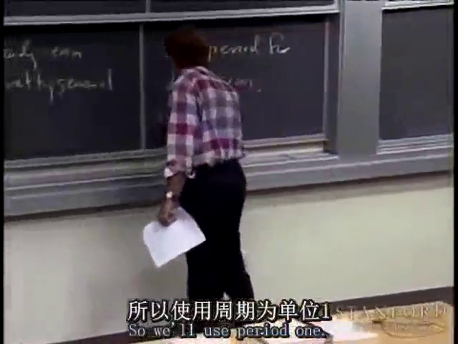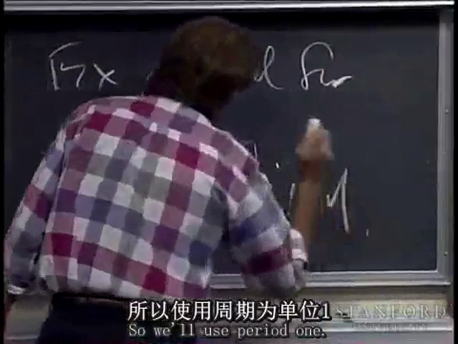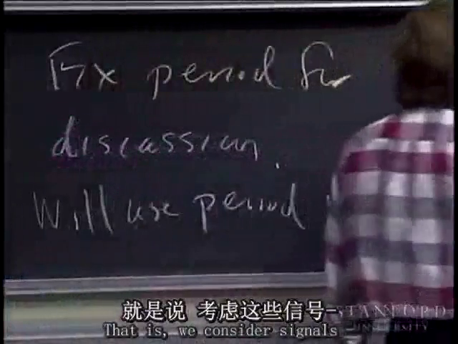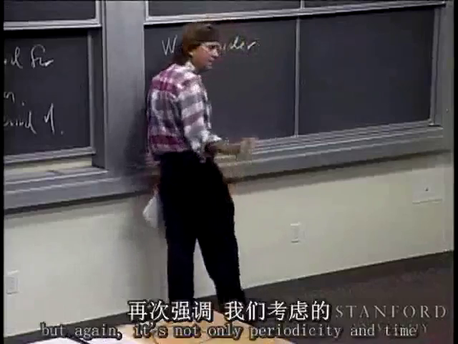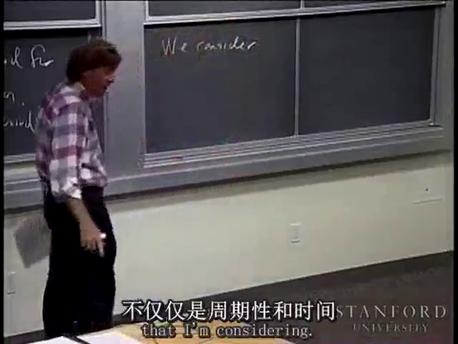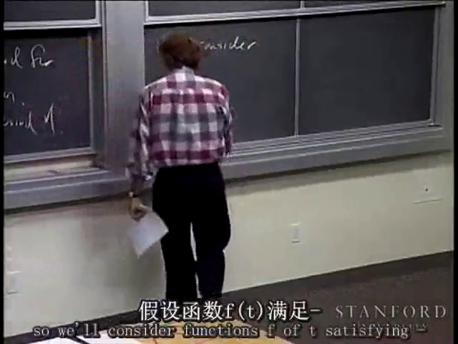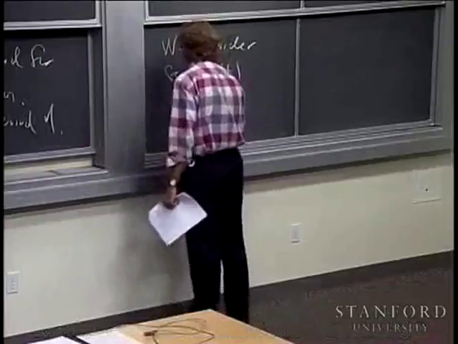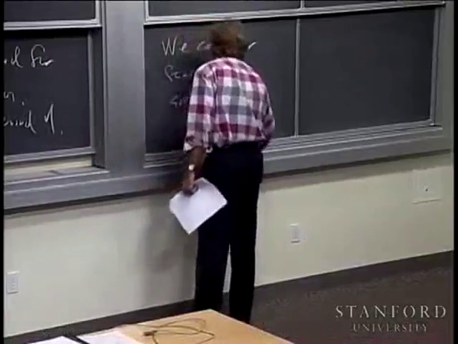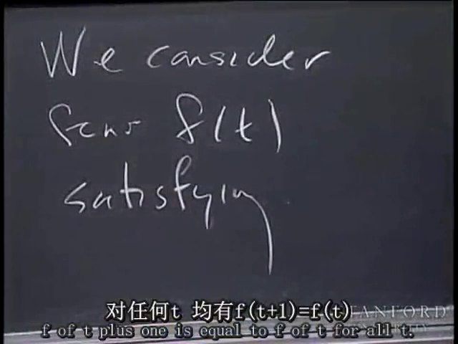So we'll use period 1. That is, we consider signals. I'll write things as a function of time, but again, it's not only periodicity in time that I'm considering. All that I'm going to say can apply to any sort of periodic phenomena. So we'll consider functions f of t satisfying f of t plus 1 is equal to f of t for all t.